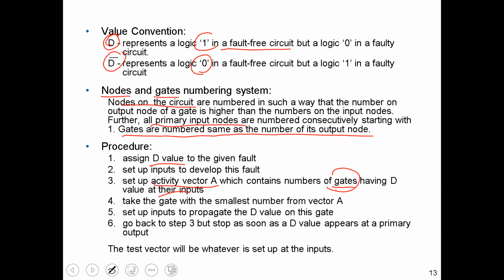And within this vector A, we take the gate with the smallest number. Start with the smallest one. Then set our input to propagate the D value on this gate. Step 6 is go back to step 3 to do it again, but it will stop as soon as a D or D bar value appears at the primary output. And the test vector will be whatever is set up at the input.